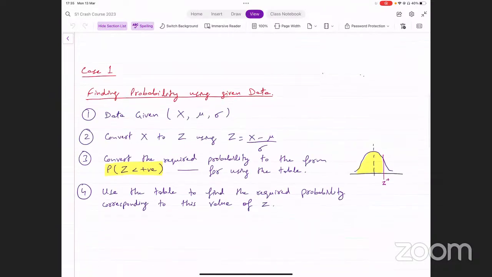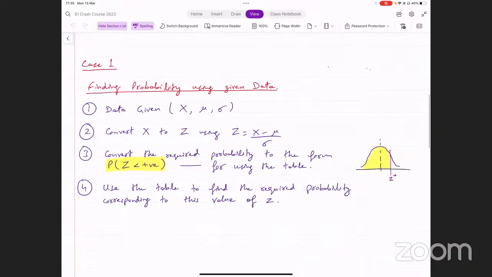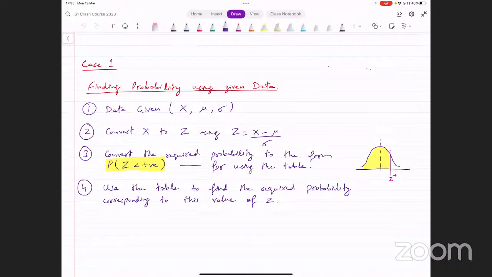There are two types of questions that we have looked at until now. One is where you have some data given. You have some value of x. You want the probability of x being less than something or greater than something or between some values. You have the mean given. That means the mu is given. You have standard deviation given. You have all of these things given. And what you need to find is the probability for that particular case that is required.